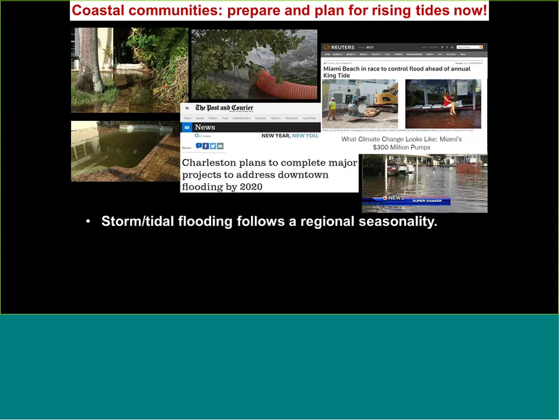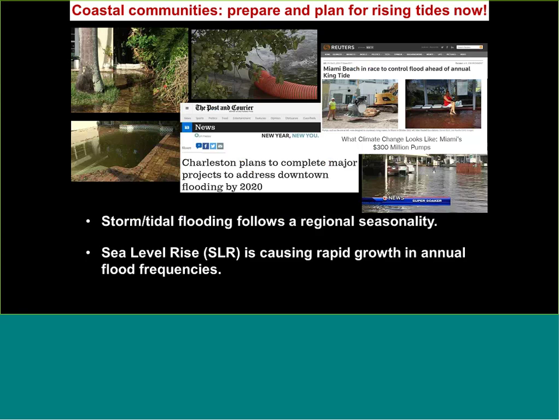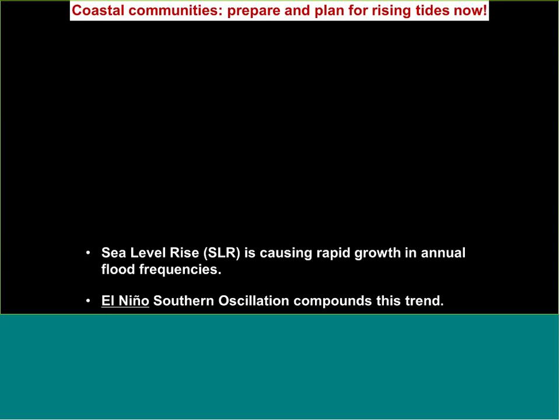We know that storm tidal flooding follows regional seasonality. So here we'll focus a little bit on the intra-annual variability. As discussed, sea level rise is actually causing rapid growth in these annual flood frequencies, and it's further compounded on an interannual basis by El Nino, as we've seen in some of the earlier talks.